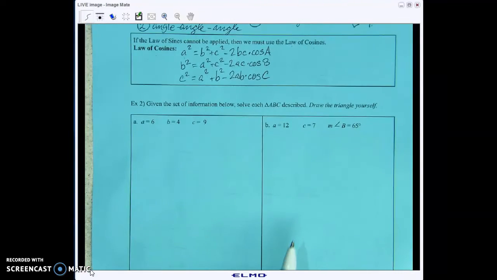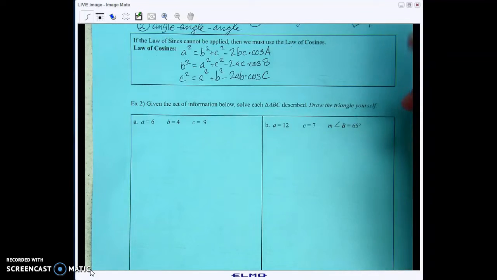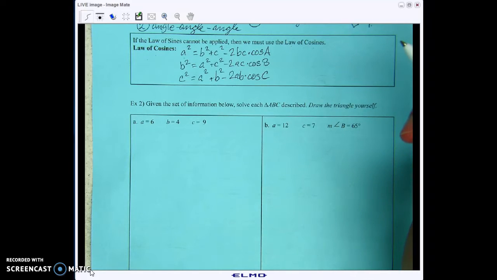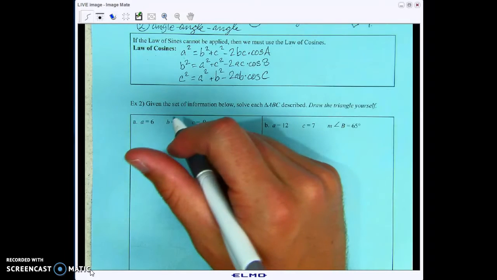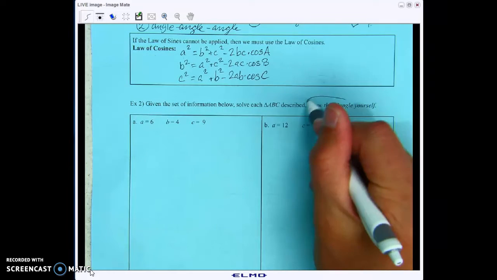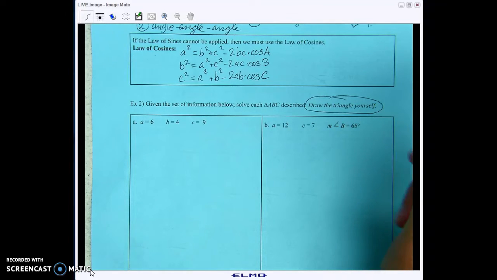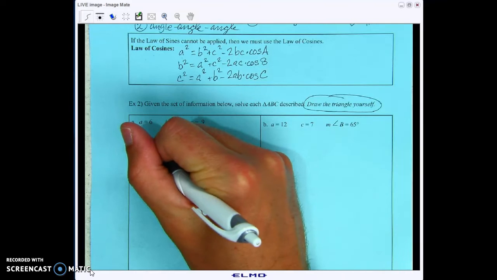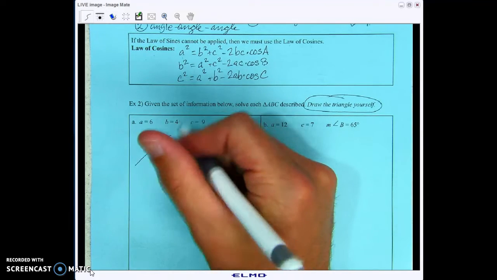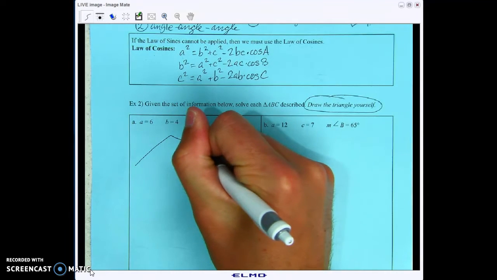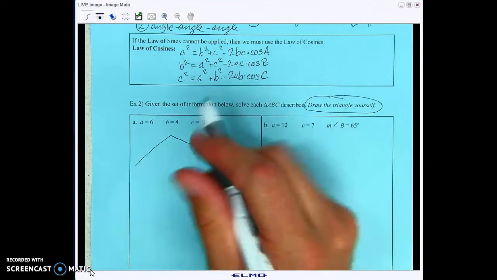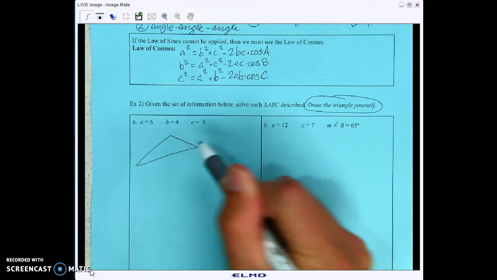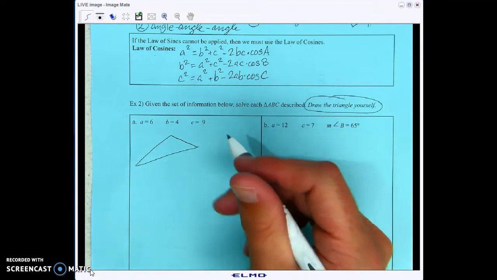All right. So, given the set of information, we need to solve each triangle. For example A here, all they give us is that a is 6, b is 4, and c is 9. And it also says draw the triangle yourself. So we need to draw that triangle. What's that going to look like? I don't know. Maybe something kind of like where that's 6 and it's 4-ish, right? And that would be 9 across. That look pretty accurate? I think so. Not too bad.